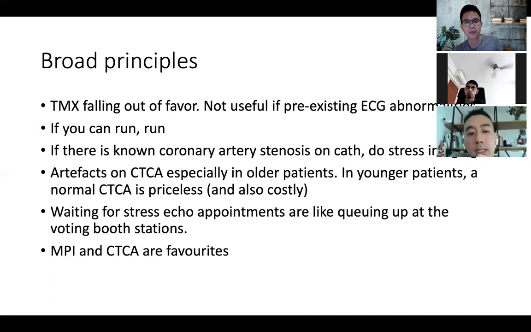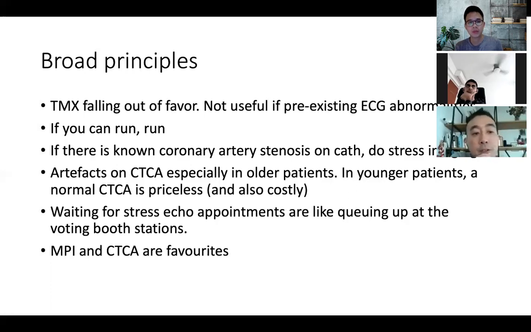Yep. And I think CTCA is a very, very useful test for young patients because it has a very high negative predictive value. So a normal CTCA for me in the clinic is one of the best things you can tell a patient, because you can tell them your arteries are perfect. But it is also an expensive test. So I think it's probably the most important expensive test amongst all the imaging.